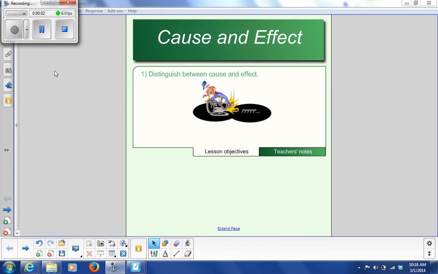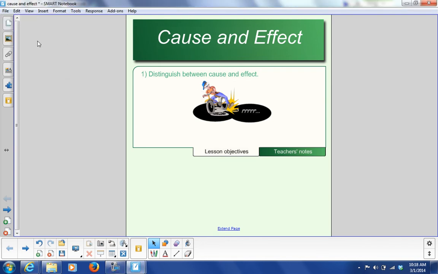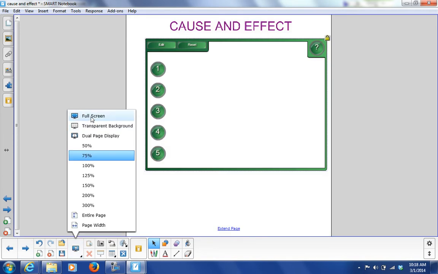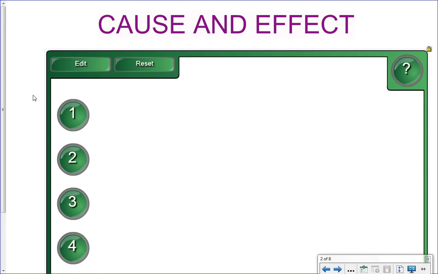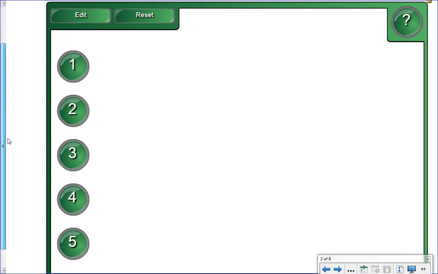Okay, so tonight we're going to practice and review cause and effect. Let's make this bigger. Okay, so cause and effect. What is cause and effect?